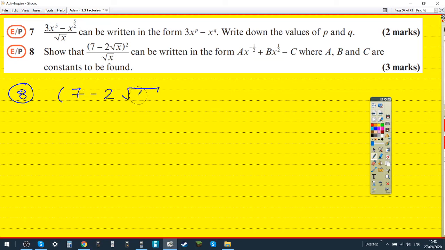How do you expand 7 minus 2 root x squared? Would you times?